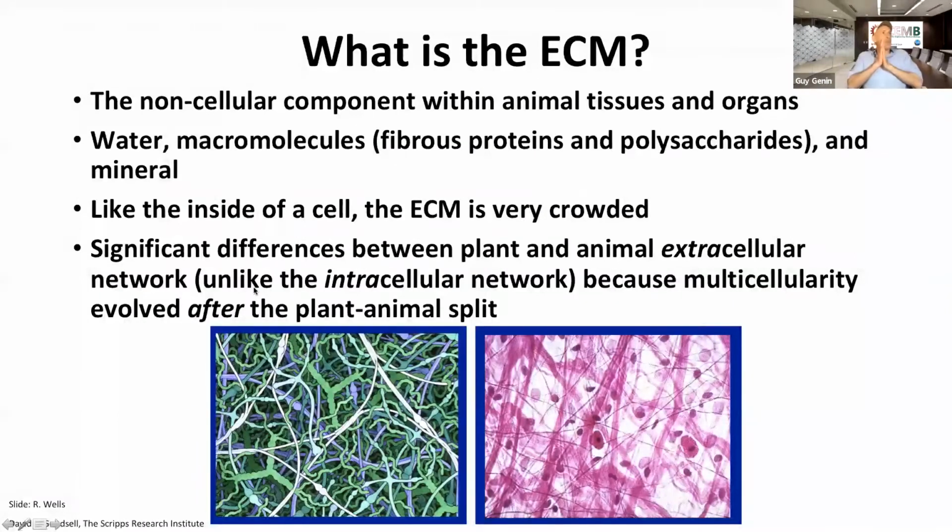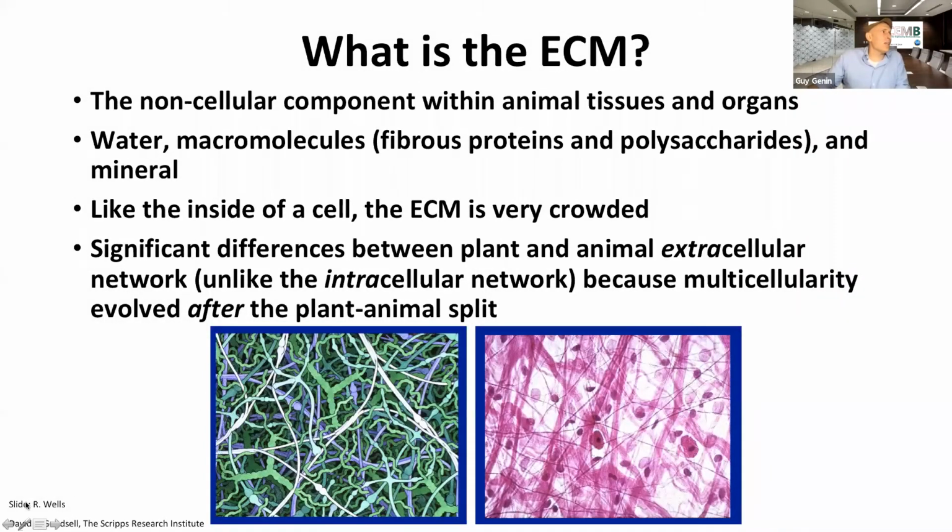So extracellular matrix is the stuff inside animal tissues and organs, and some people call cell walls in plant tissues extracellular matrix as well. It's all the stuff on the outside, and as we'll get to in a moment, it's kind of hard to really define what the outside is. But when you get close to a cell, it has water, it has these long macromolecules, mostly proteins and then polysaccharides, and also mineral in certain tissues. And like the inside of a cell, it's a very crowded environment.